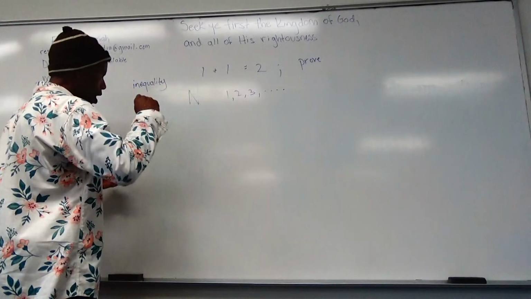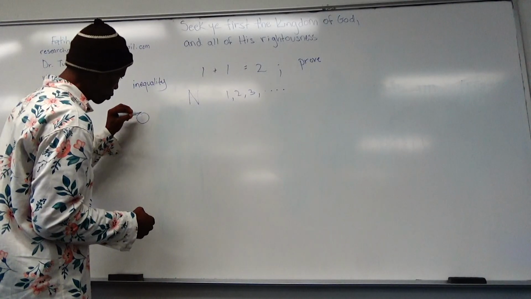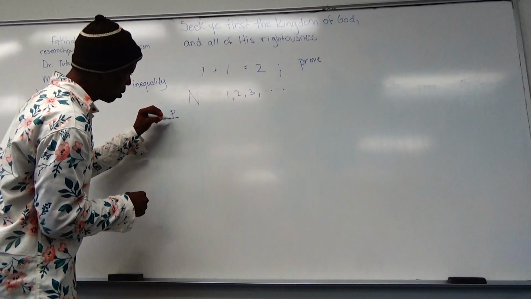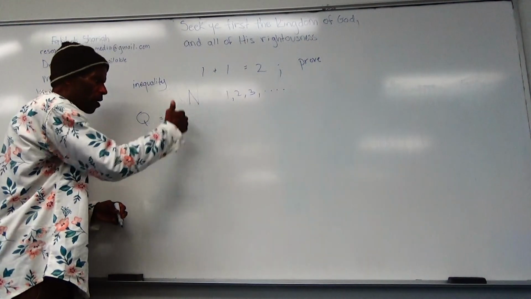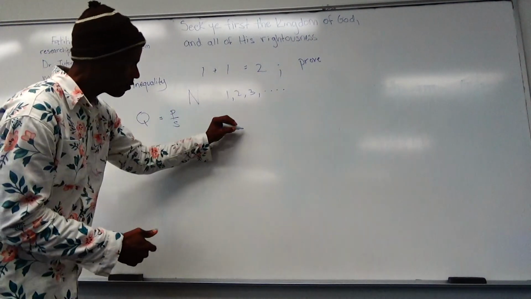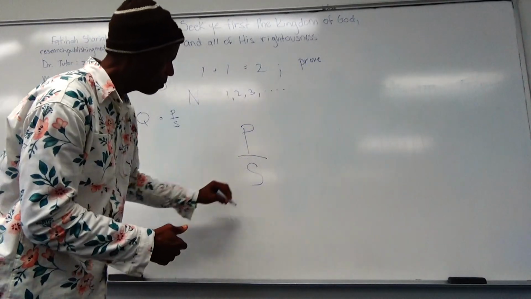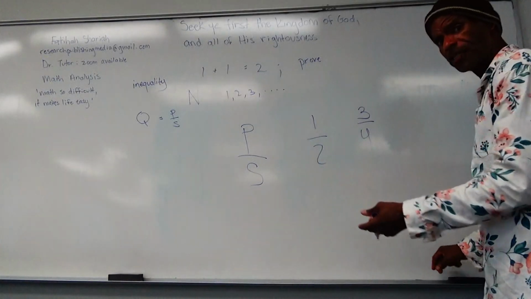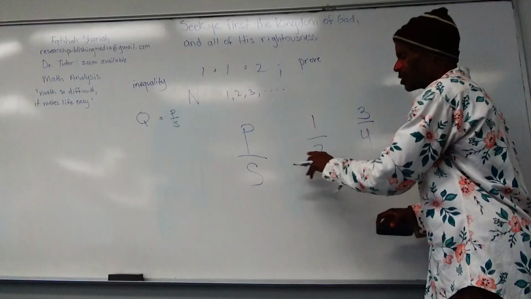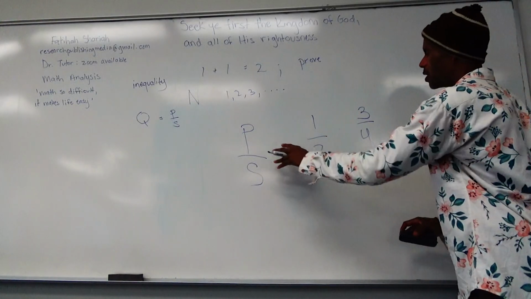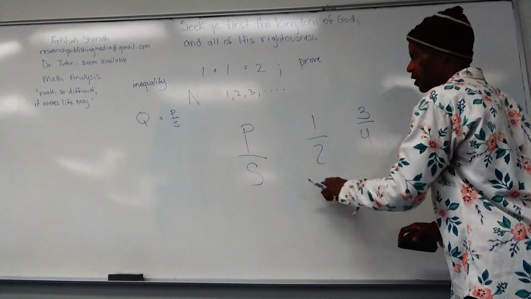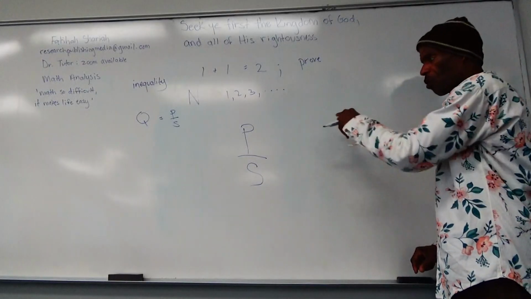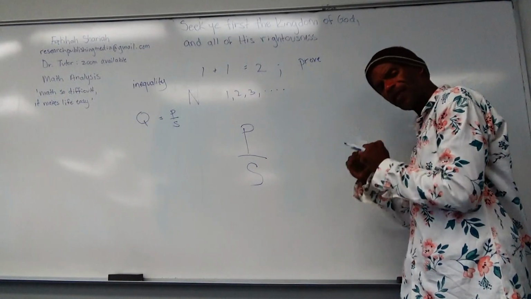Rational numbers are represented by the symbol Q, and you'll say Q is equal to P over S. Now the letters or the variables that you use to show that it's a fraction, P over S or 1 over 2 or 3 over 4, it's just fractions. You can say that P over S is representing 1 over 2, but it represents more than that, because 1 over 2 is speaking about specific numbers.